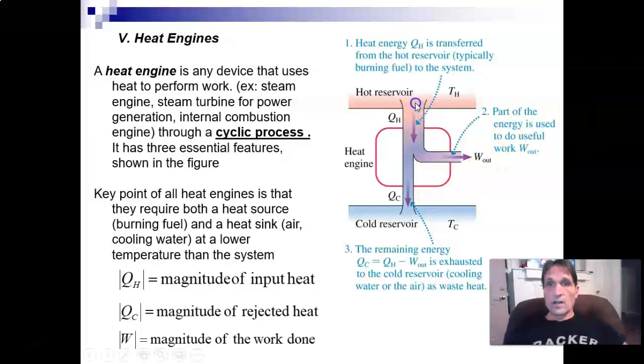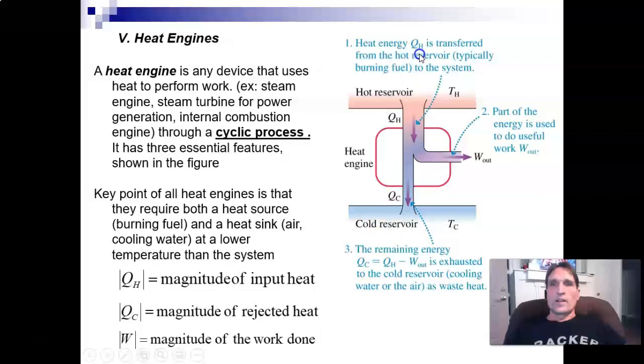So we have a hot reservoir, which is the source of heat. Some of the heat is being used to do work, and the rest is exhausted from the system into the cold reservoir. We draw our arrows as shown. Heat enters the system at a higher temperature. Some of it does work, which we call W out, and the rest of it goes into exhaust. This process repeats itself over and over, and it's a cyclic process.